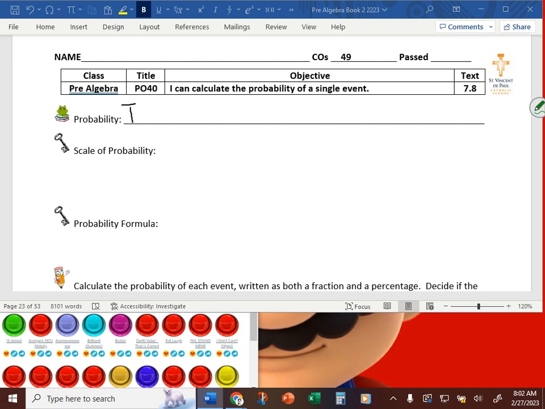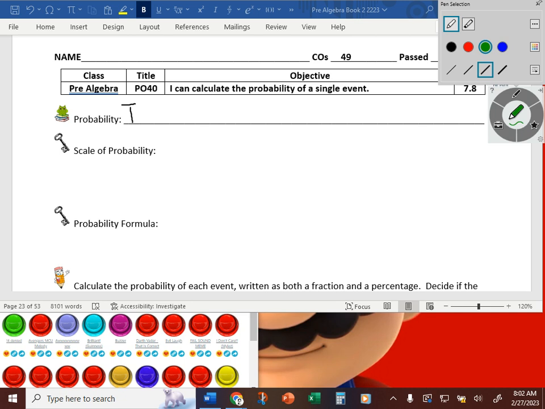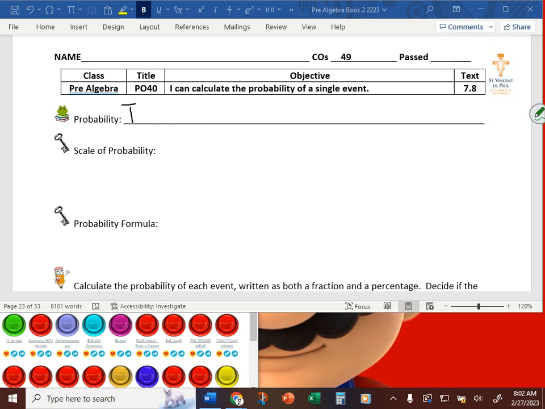That seems different. Let's see. Got that. Okay. All right. Okay. The likelihood of an event happening. Okay. The likelihood of an event happening.